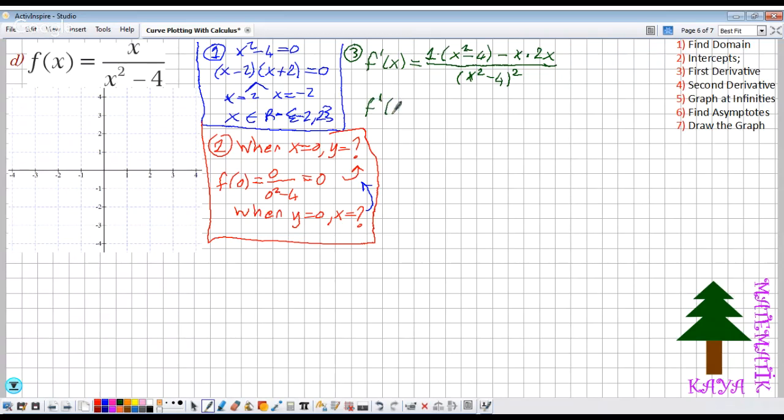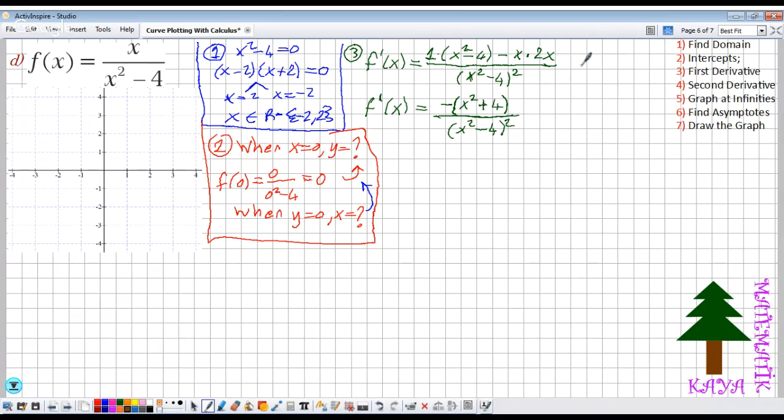First derivative of x is equal to 1 times x squared is x squared, minus x times 2x will be 2x squared. That means there will be minus x squared. So the number part, 1 times minus 4, is minus 4. Over x squared minus 4 squared. Check that in the numerator they are both minus. So if I put the minus out, it will be positive x squared inside the parentheses and positive 4 inside the parentheses. So I did another step in here directly.